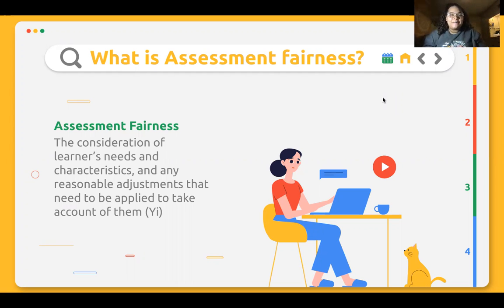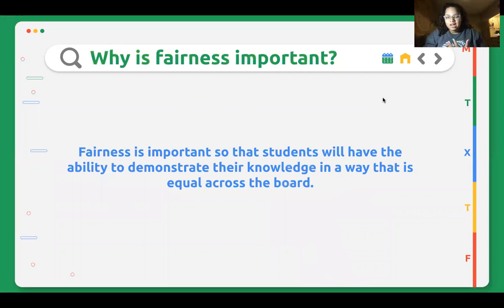So I can move on to my next point. I went out looking and found a really good definition that I liked from the International Bureau of Education, and it's listed here: the consideration of learners' needs and characteristics and any reasonable adjustments that need to be applied to account for them. So, why is assessment fairness important?